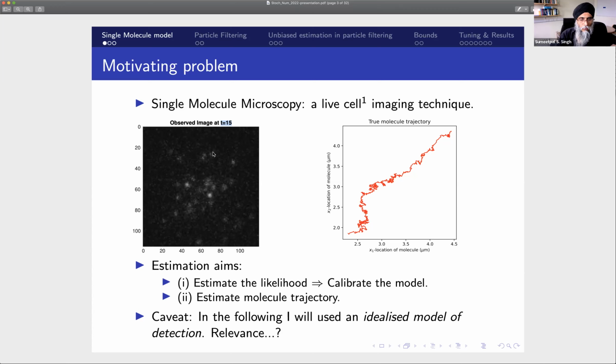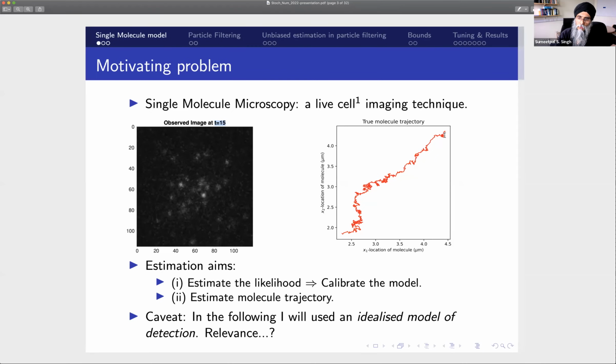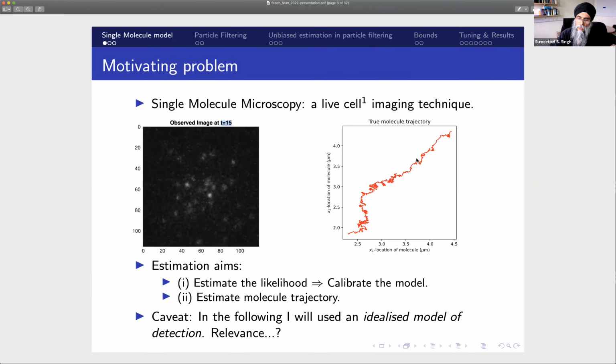So this, as you can see, is a very grainy image. There are some bright spots. So this could be one fluorescing molecule here, another, and so on. There are quite a few of them. We don't know how many there are. And also each molecule is believed to take some sort of diffusive trajectory like that. This is not a real trajectory, this is a simulated trajectory. There may be a drift as well. So we're looking for the trajectory of molecules that produce these images.